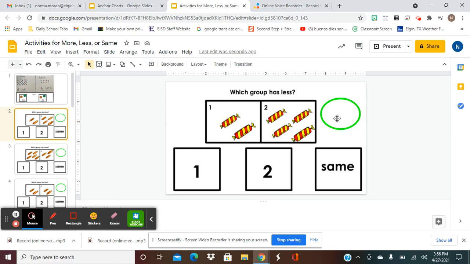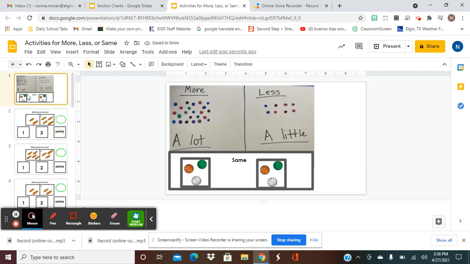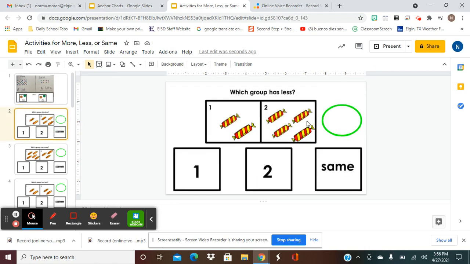Here we have a circle. In this circle, we're going to move it to whether it's group 1, group 2, or if they're the same. Okay? So the question is, which group has less? Less. Remember, less is when it has a little bit. So which group has less? Group 1 or group 2?